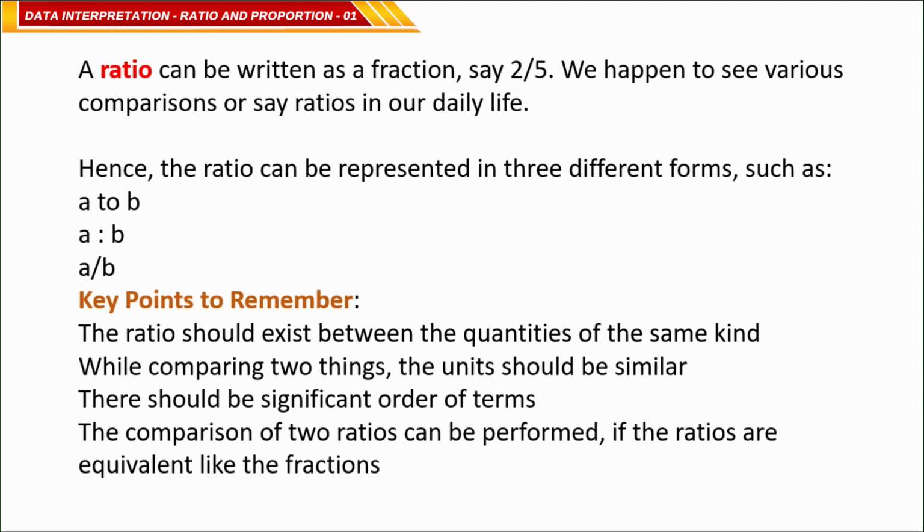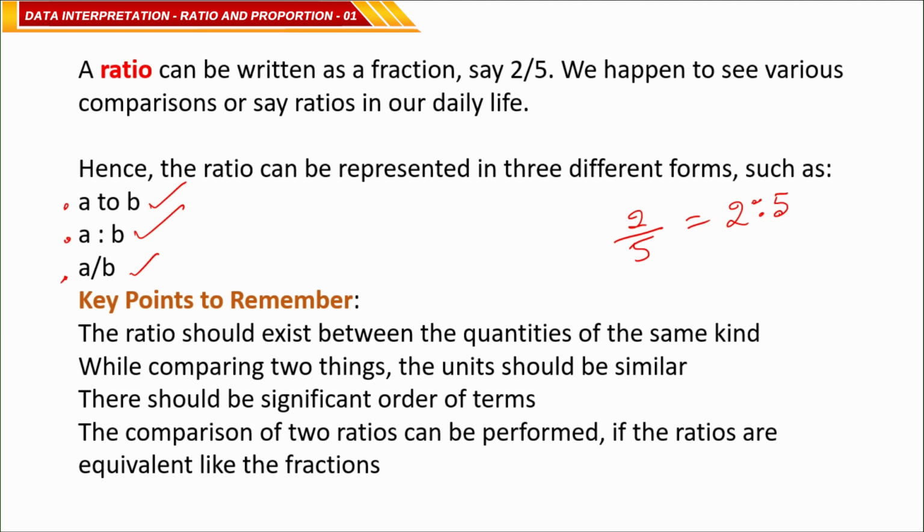For example, A to B. A to B is simply as we can say A is to B. So, A to B we can call it as A to B, A is to B, A by B. These are the three forms to represent the ratio. So, we can write 2 by 5 as 2 is to 5 also. So, these are different forms of the ratio.